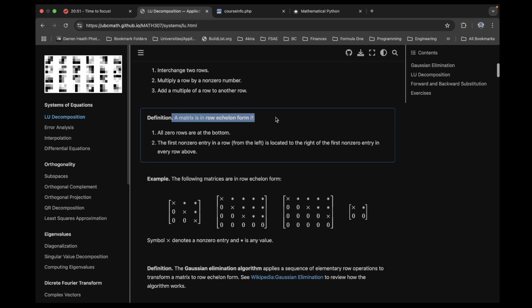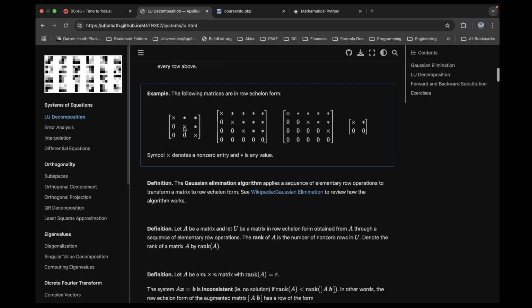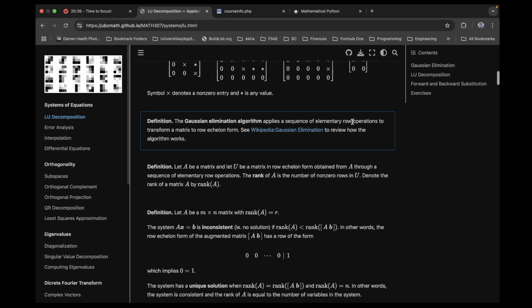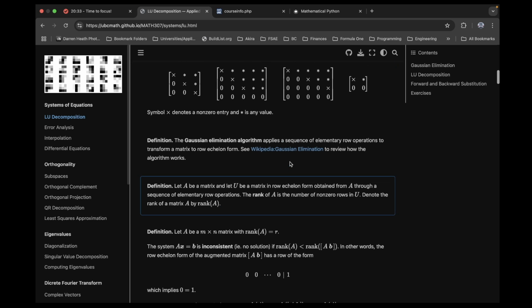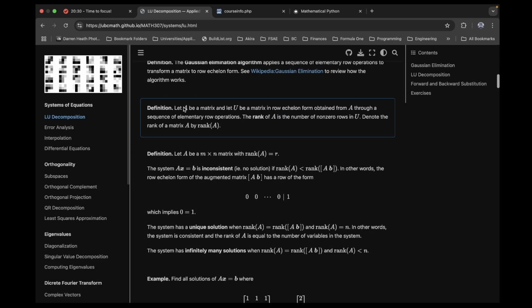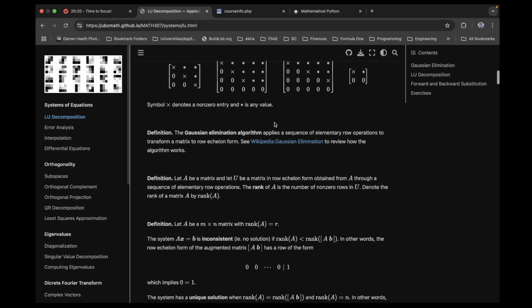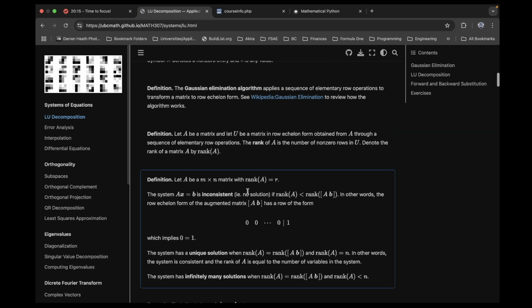Definition: a matrix is in row echelon form if all zero rows are at the bottom. Let A be the matrix and let U be a matrix in row echelon form obtained from A through a sequence of elementary row operations. The rank of A is the number of non-zero rows in U, and we denote the rank of A by rank A.